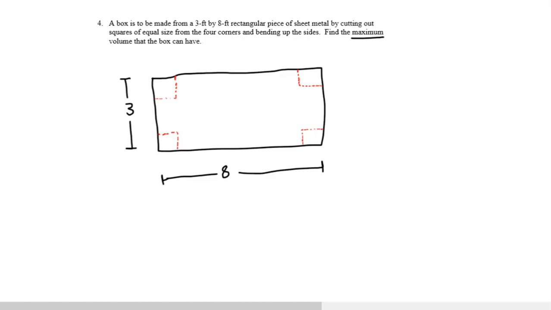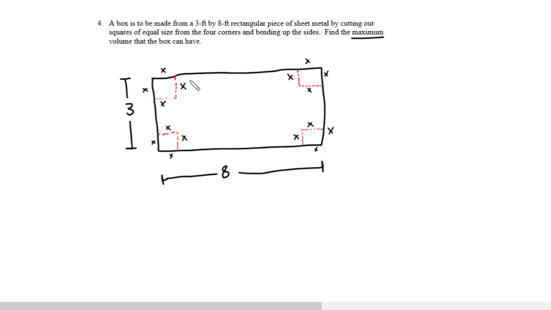What I want to do here is label the unknown distances with a variable. So I'm going to label these little squares x. They're squares, so they have equal sides, just x, x. That's x all around: x here, x there, x here, x there. These boxes are getting cut out, and x here, x there, and so on. You get the point.